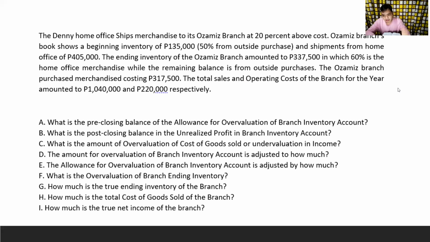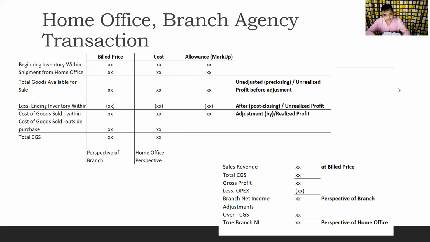Okay, let's go back to our formula. As you can see, there is the after post-closing unrealized profit, or adjusted to. And the other one is total goods available for sale and adjusted pre-closing unrealized profit before adjustment. And the cost of goods sold within is adjusted by realized profit. So deduct the unadjusted by the unrealized profit, you will get the realized profit.